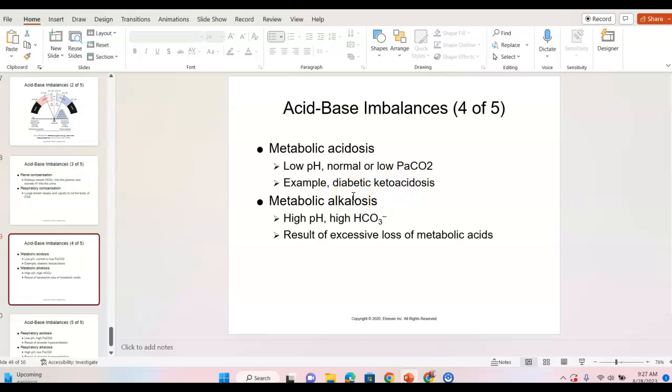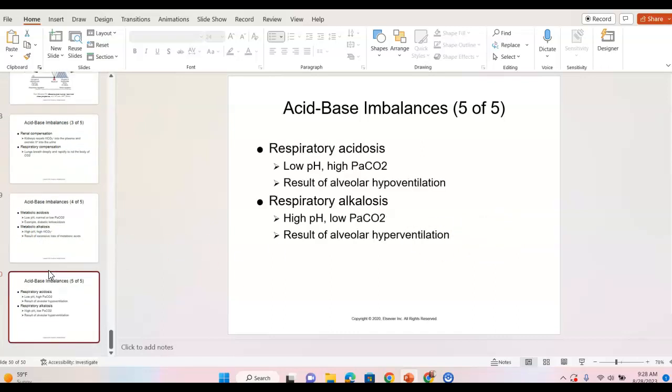Metabolic alkalosis would be a high pH, high bicarbonate. Excessive loss of metabolic acid. You'll see this with vomiting, diarrhea, for example. Respiratory acidosis, we just went through this, but review that on your own.